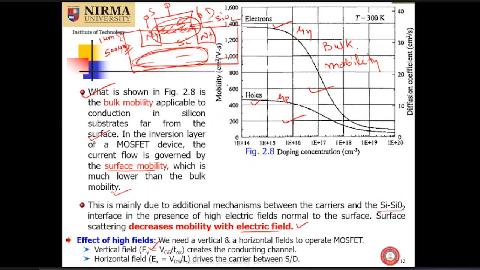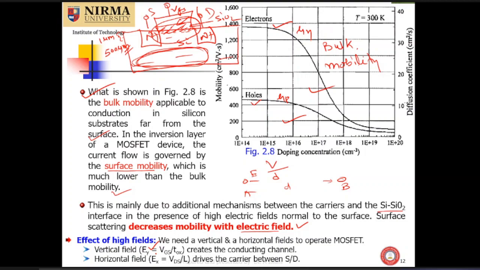Remember, what is the electric field? The electric field between 2 points having a potential difference of V and a distance of D between these 2 points is nothing but V by D. So the oxide thickness is the distance from this VGS to this point, whereas the horizontal field is between drain and source VDS, and the distance is L. So EX is written as the horizontal field, which is nothing but VDS by L.